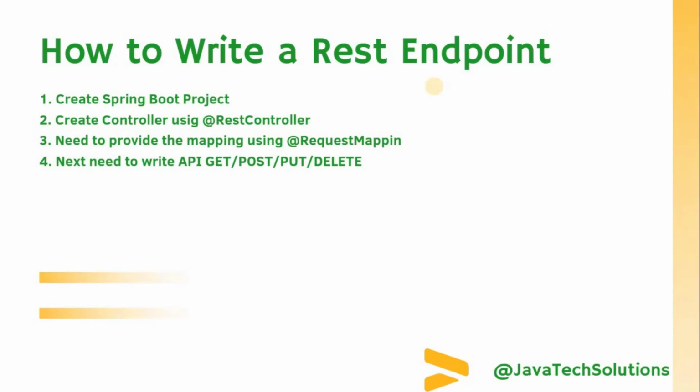So what we are going to do: first we create the Spring Boot project, then we create a controller using the @RestController annotation. Then we provide the mapping for this controller with the @RequestMapping annotation. Next we write the APIs, depending on what kind of API it is, like GET, POST, PUT or DELETE. Basically for fetching the data we use GET, and for a new insertion we use POST.